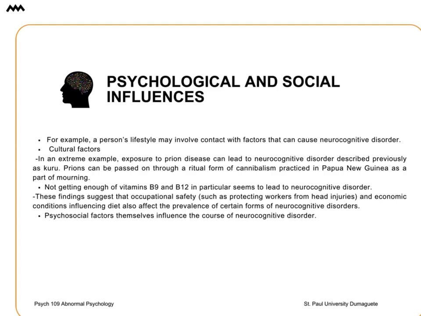We also have the cultural factors. For example, hypertension and strokes are more prevalent among African Americans and Africans and subgroups of Asian Americans than non-Hispanic whites. This may explain why vascular neurocognitive disorder is also more often observed in members of these groups. In an extreme example, exposure to prion disease can lead to neurocognitive disorder described previously as kuru, where prions can be passed on through a ritual form of cannibalism practiced in Papua New Guinea as a part of mourning.